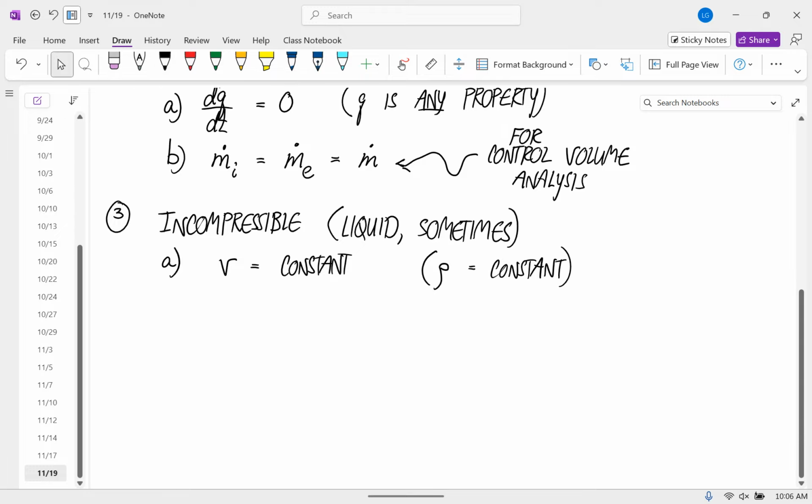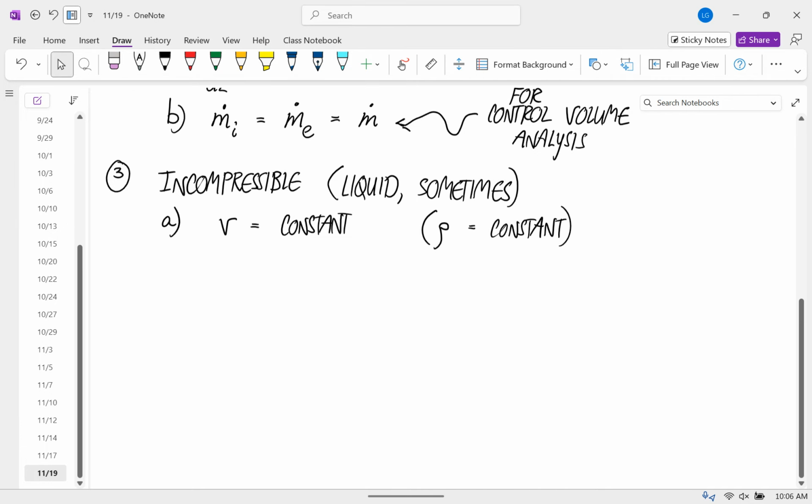The pressure increases many thousand times as you go to the bottom of the ocean, but the density doesn't change much at all.